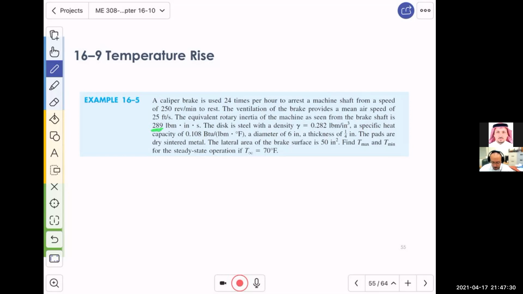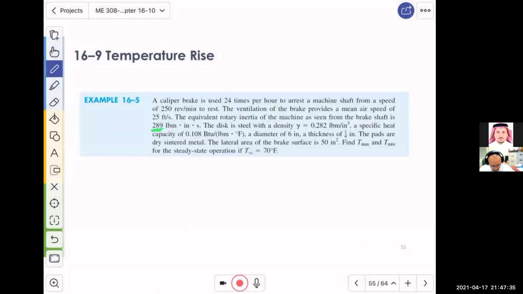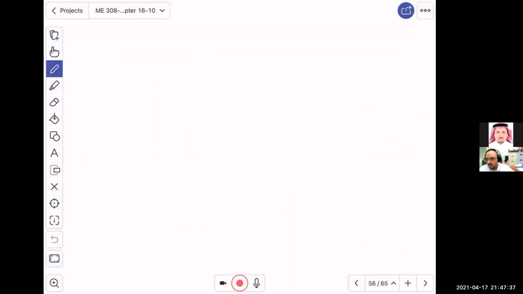So I'm going to solve this with you here slowly. This is part of an example in the book, and you can always refer to it if you want to. I'm going to show you the solution later. So what did we say? We said that this brake is being used 24 times per hour.